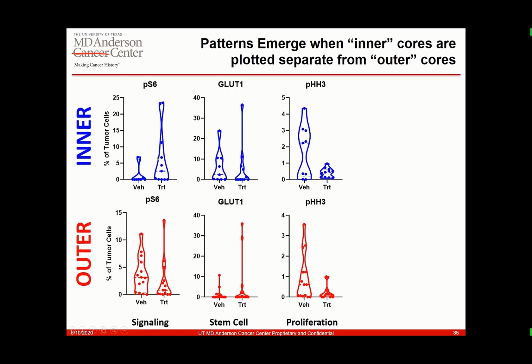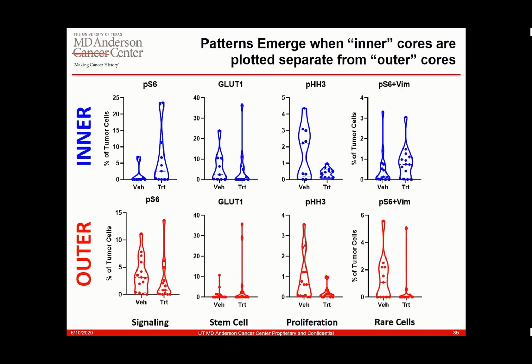And the nice thing is these are 12 or so cores from each of these, so the numbers are pretty good. You see GLUT1 decreases in the inner part of the tumor, whereas it doesn't really change at all on the outer part because we didn't really see it very much there before. And then you can see that proliferation markers like phospho-histone H3 are decreasing on the whole. So the drug is definitely decreasing proliferation across the entire tumor, but we also see local changes as well.